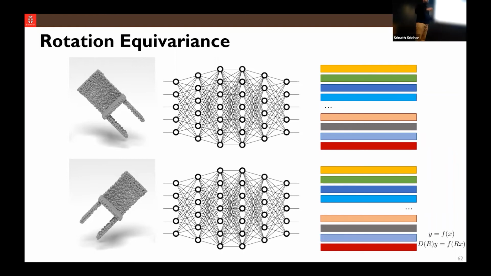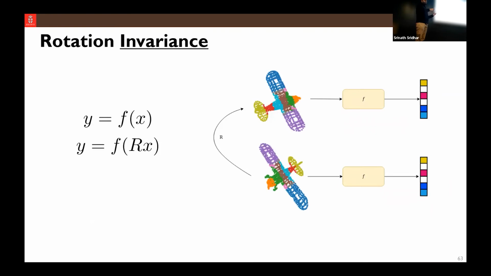A special case of equivariance is invariance. And here the idea is that if you have two rotated versions of the same shape, you want to produce exactly the same feature. Okay. So that's this notion of rotation invariance, which is a special case of equivariance.